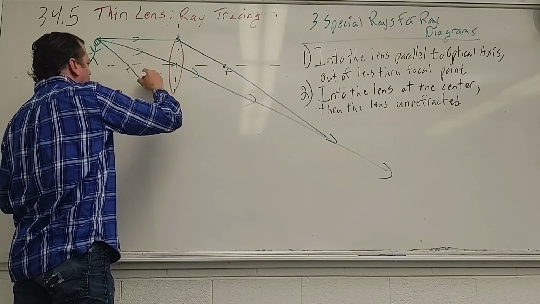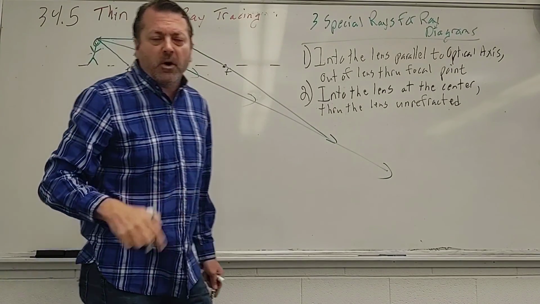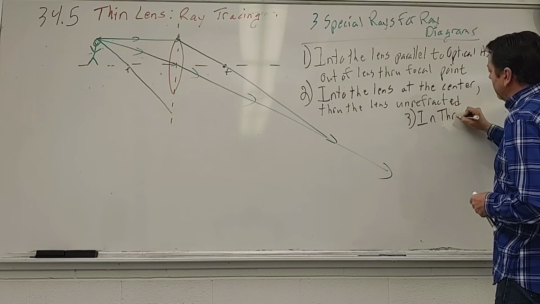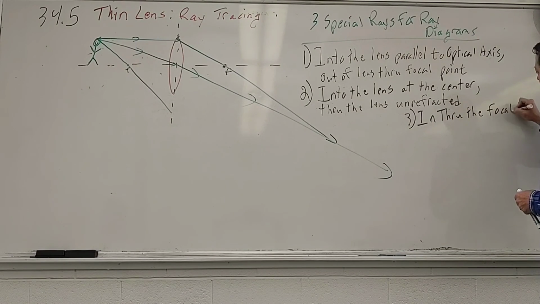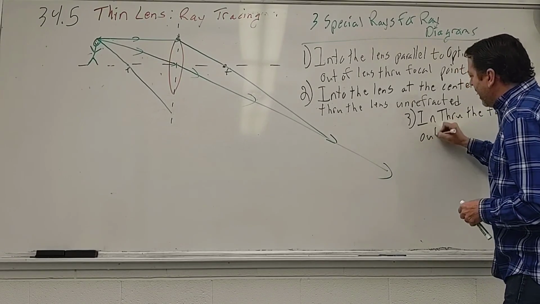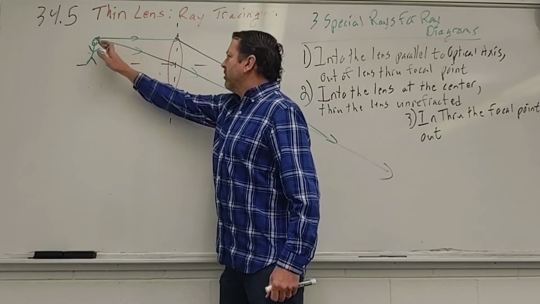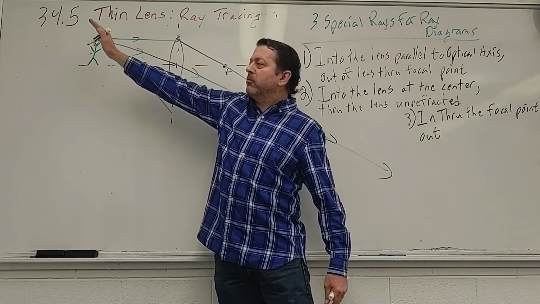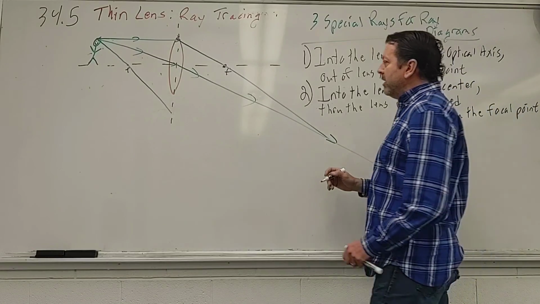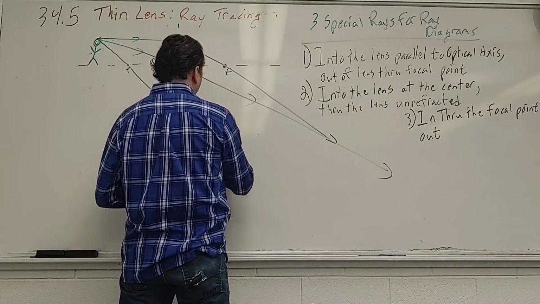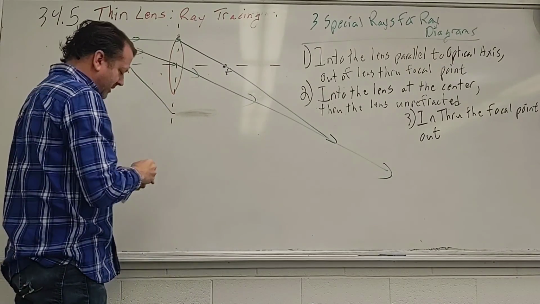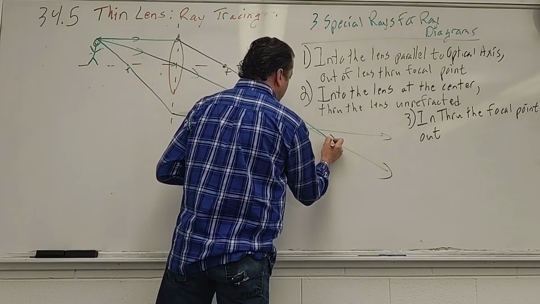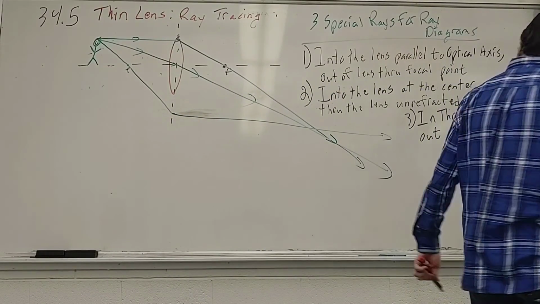And the third one is going to go through the focal point on this side. In through the focal point, out. Now, how will it go out? If it goes in through the focal point, we have to use the principle of reversibility. What's the only way for light to come in this way for it to go straight through the focal point? Well, it had to go in parallel. So it's going to have to go out. Whoops. We're not using black light. That would make us witches. So out parallel.